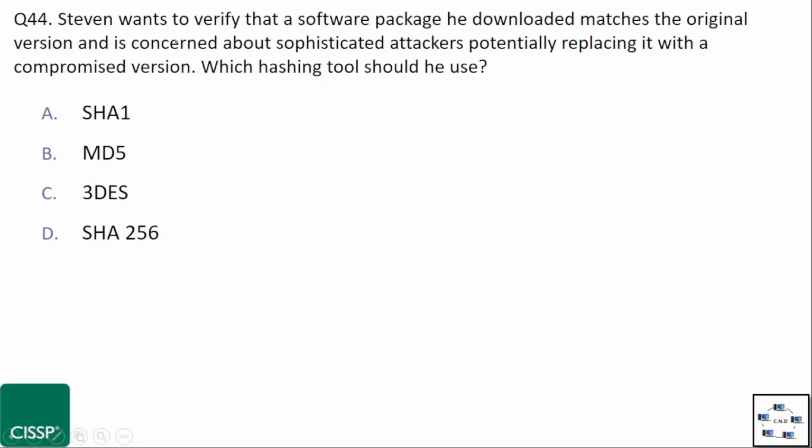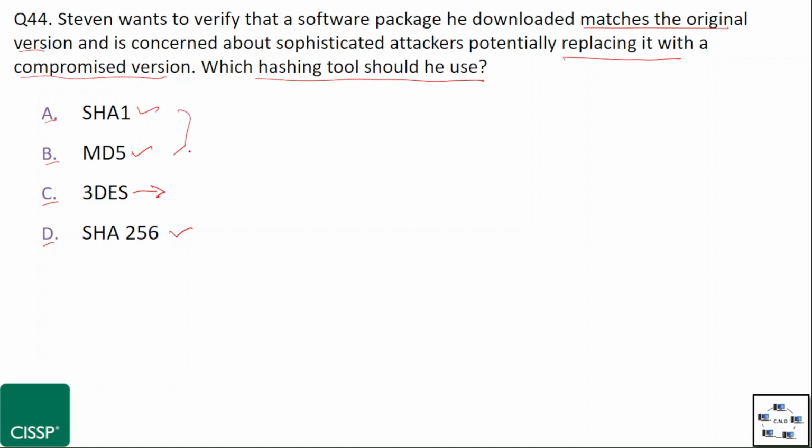Question number 44. Steven wants to verify that a software package he downloaded matches the original version and is concerned about sophisticated attackers potentially replacing it with a compromised version. Which hashing tool should he use? And the options are: option A, SHA-1; option B, MD5; option C, Triple DES; and option D, SHA-256. So SHA-1, MD5, and SHA-256 are hashing tools. Triple DES is an encryption algorithm.